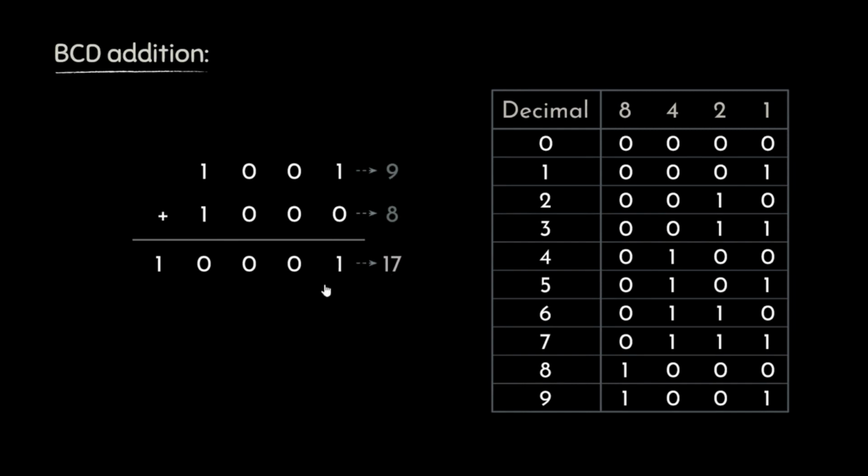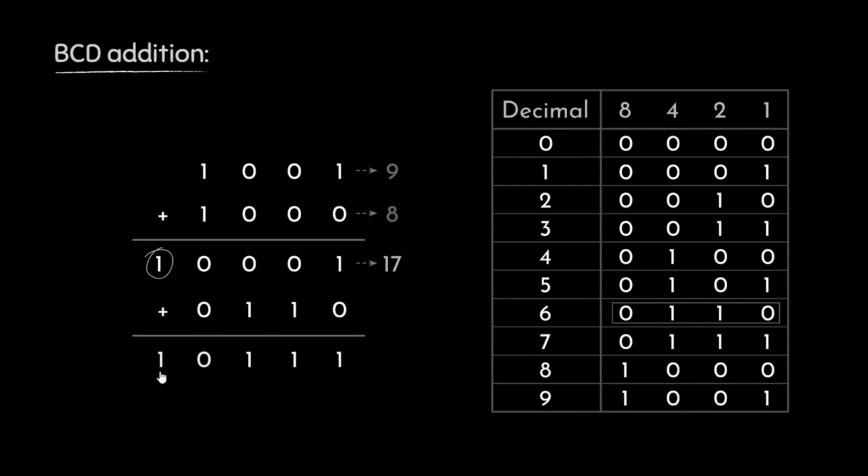However, this is invalid in terms of BCD. And how did we determine that? We did so because of the carry. So to bring this pattern into a valid BCD form, all we have to do is add the pattern 6 to it. So 1 plus 0 will give us 1. Now these two will give us 1s only. Finally, 0 plus 0 will give us 0 and 1 will just be 1.